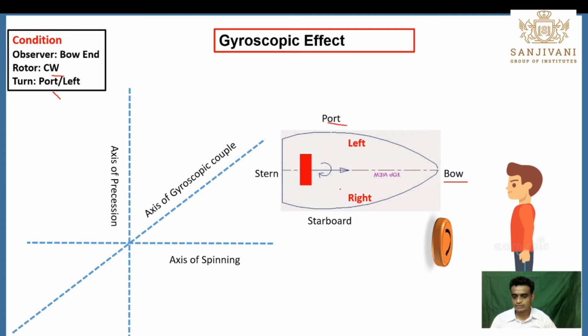Now what we need to do, again, we have to consider your right hand. You have to rotate your right-hand fingers in the clockwise direction, and you have to consider the direction of the thumb, which is the velocity vector. I will just do this.